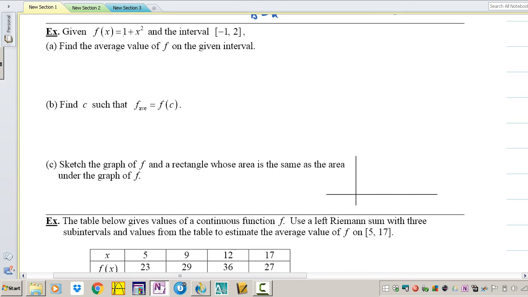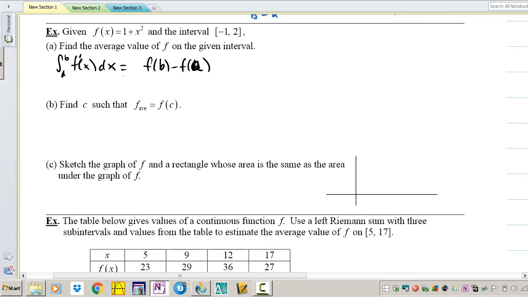Given the function 1 plus x squared and the interval from -1 to 2, find the average value of the function on the given interval. Okay, so let's just go ahead and write down, what does it mean to have an integral? An integral means F of b minus F of a. So the definition of an integral means that you take its antiderivative and you plug in b, and then you plug in a, and you take the difference of those antiderivatives at those values.